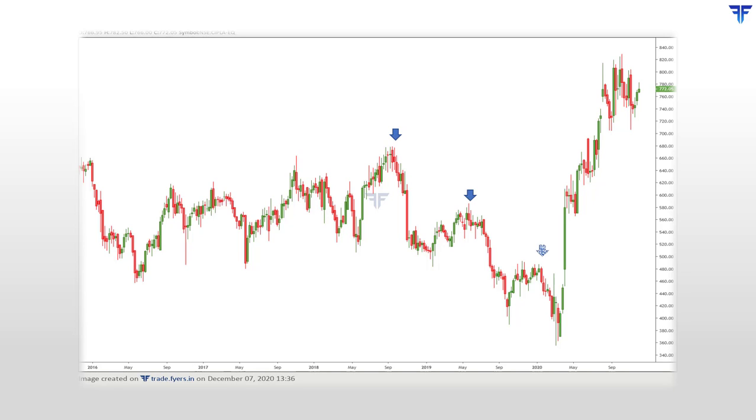Lastly, now look at this trend line. See that this trend line is neither too shallow nor too steep. Once it broke, notice that there was a sharp reversal in trend from down to up.